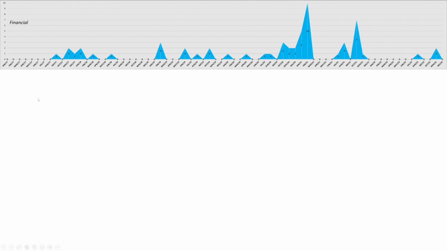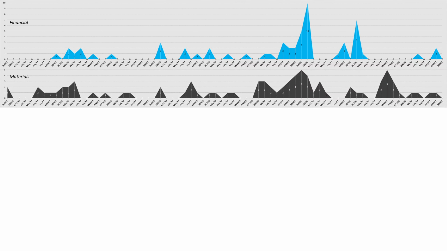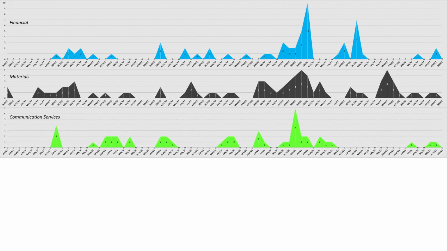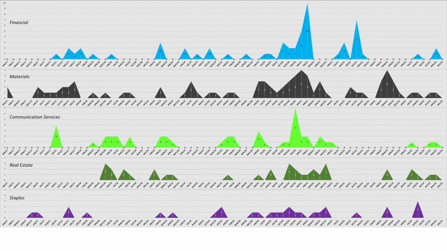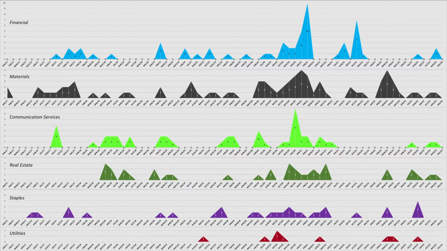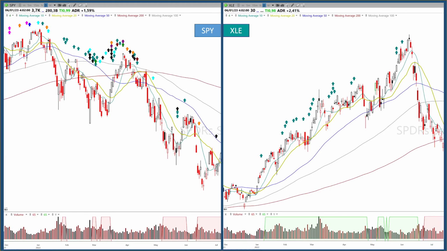So here's what we see. Financial, materials, consumer, communication services, real estate, staples, and utilities. Overall, this is the display of breakouts in the bottom six sectors. I'd advise you to pause and review the data, make your own conclusions, but overall, a small number of breakouts.